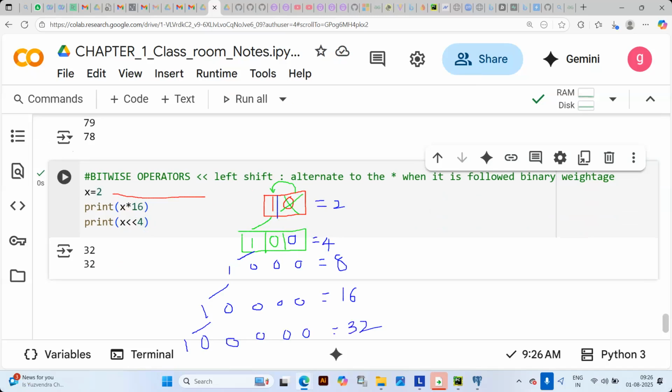So I can say whenever the multiplication is to be performed in a binary weightage format, 2, 4, 8, 16, 32, 64, 128, 256, 512, 1024, then straight away you can replace this multiplication by the left shift operator because they produce the same result. I hope everyone understands how the left shift operator is an alternate to the multiplication operator.